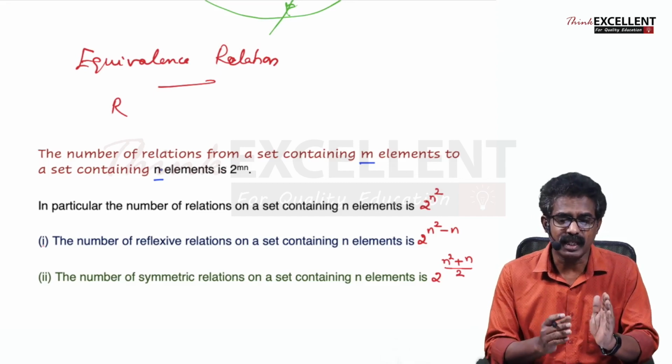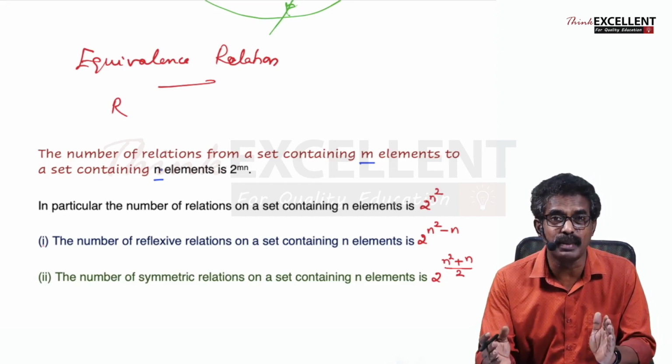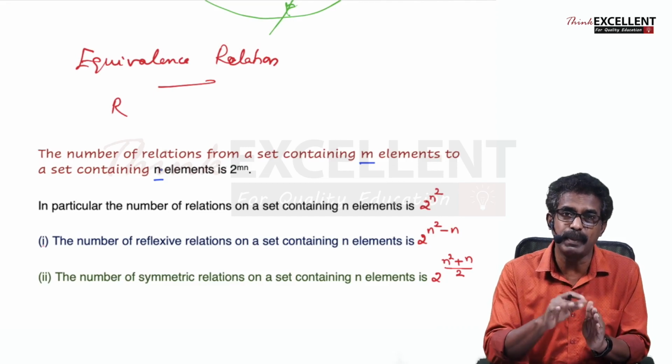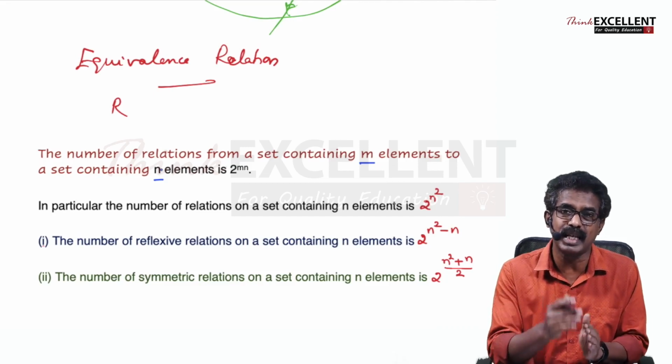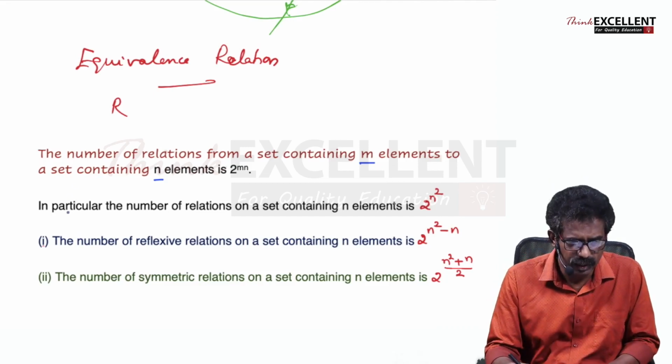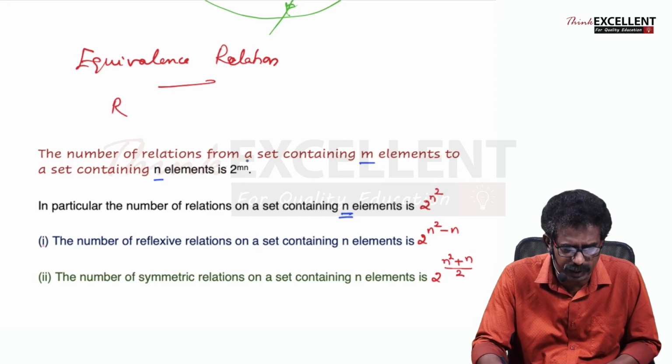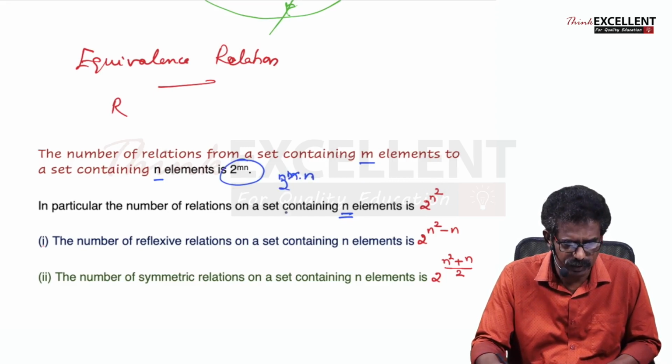Suppose the first set contains n elements, the second also n elements, then it is 2 raised to n into n. If both are the same, n into n is n square, right? In particular, the number of relations on a set containing n elements is 2 raised to n square. How are we getting that? 2 raised to m into n, where both are now n. So n into n is n square, okay? Then remember these results.